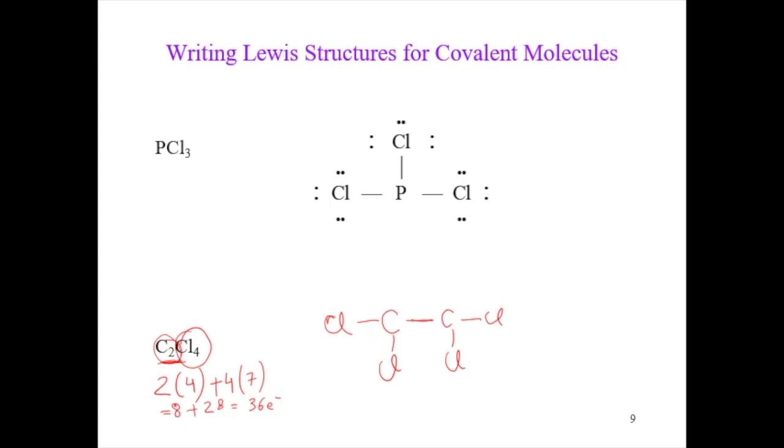Okay, and how can we start distributing these electrons? We'll again start with the terminal atoms. First, let's count how many we have already distributed. We have given 2, 2, 4, 5, 6, 7, 8, 9, 10. Then we can start from here: 11, 12, 13, and so on up to 36. So now we have 36 electrons distributed around this particular molecule.